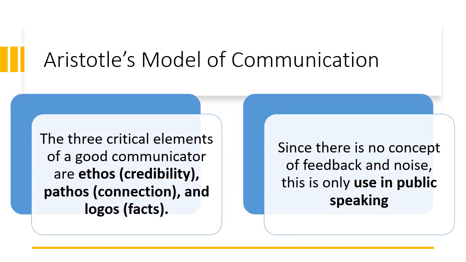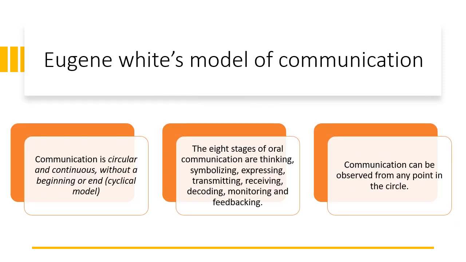There are 3 critical elements of a good communicator in Aristotle's model of communication. Remember the 3. These are ethos, which means credibility, pathos, which means connection, and logos, which means facts. Since there is no concept of feedback and noise, this is only good or used in public speaking because this is one way, the audience could not give feedback. At this juncture, let's have Eugene White's model of communication.